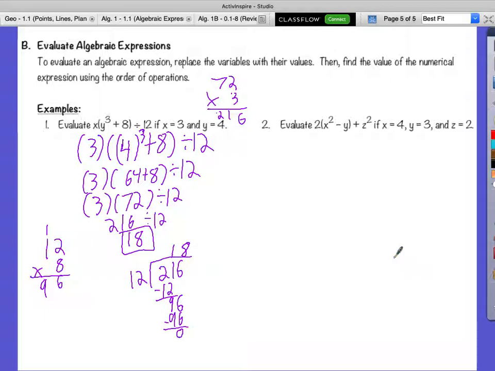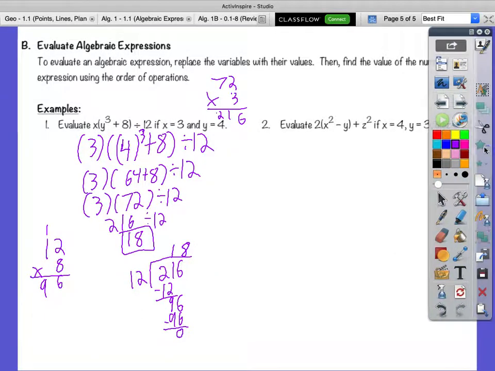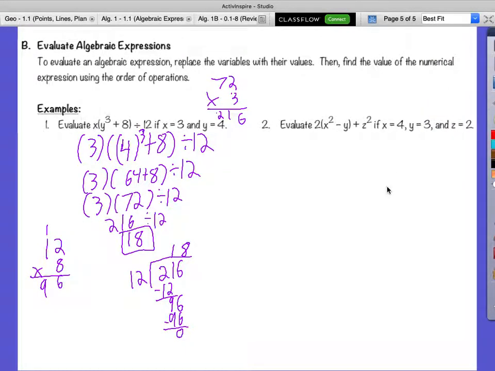Okay, number two. Let's walk through this one. So evaluate 2 times x squared minus y plus z squared, if x equals 4, y equals 3, z equals 2. What's our first step?